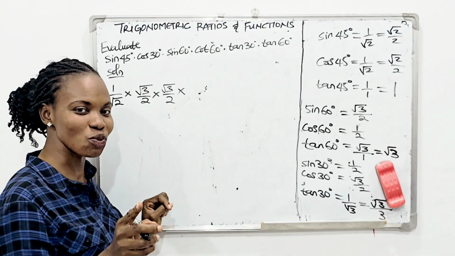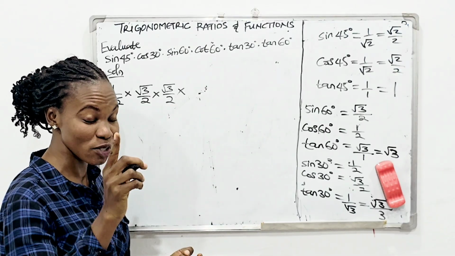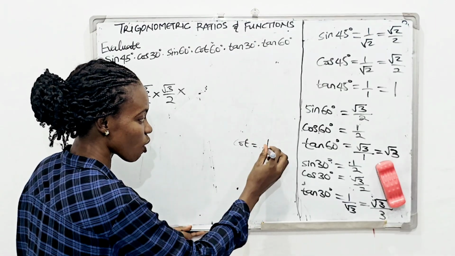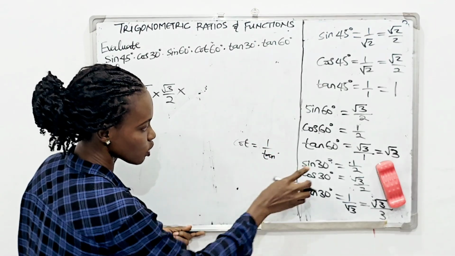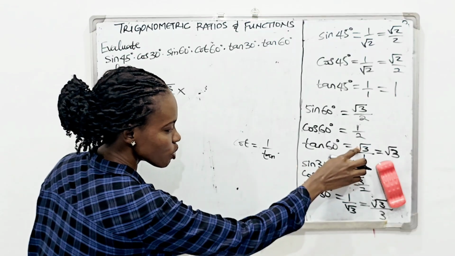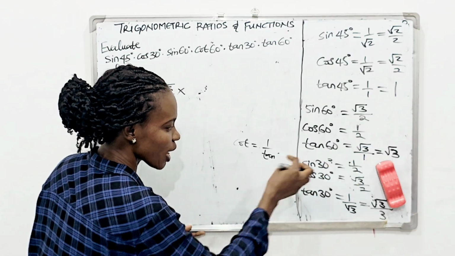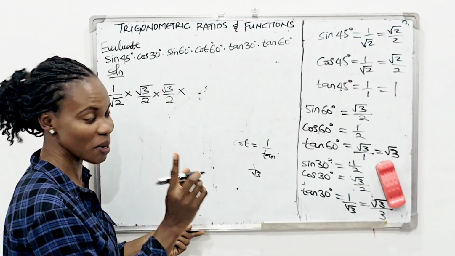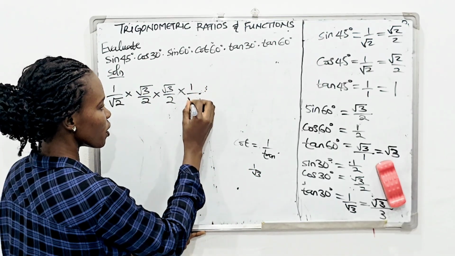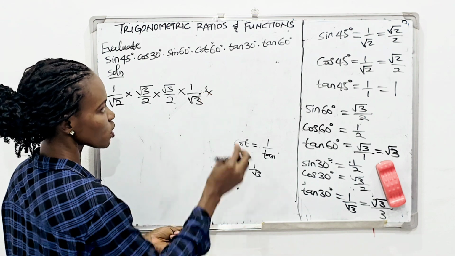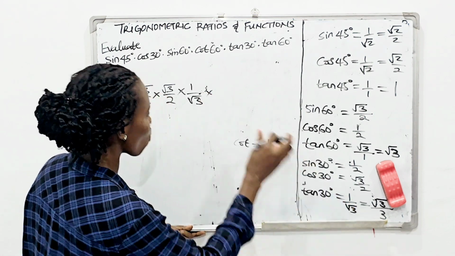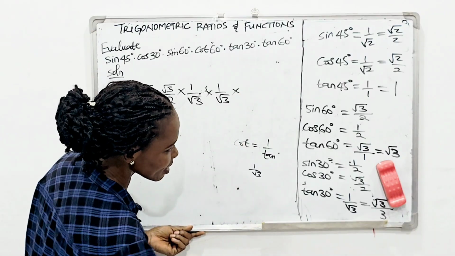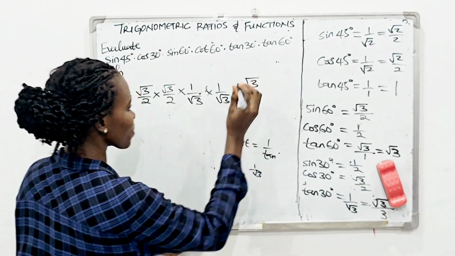Then cot 60. Cot is the reciprocal of tan, I told you that cot is the same thing as the reciprocal of tan 60. Tan 60 is root 3 over 1, so cot 60 will be 1 over root 3. You remember, right? So we have 1 over root 3, times tan 30, which is 1 over root 3, times tan 60, which is root 3.